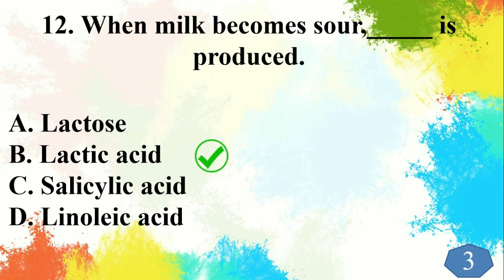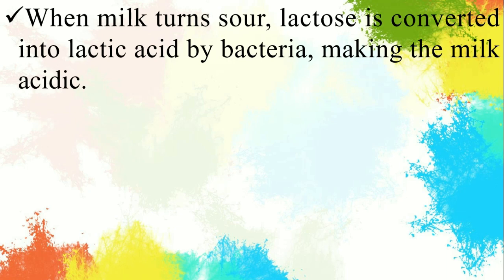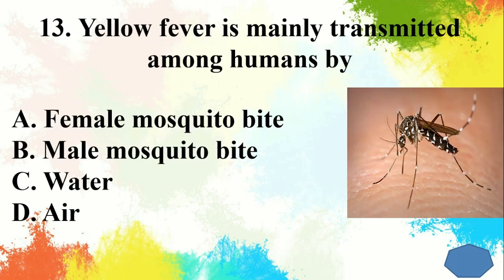Question 12. When milk becomes sour, what is produced? Answer: lactic acid. When milk turns sour, lactose is converted into lactic acid by bacteria, making the milk acidic.